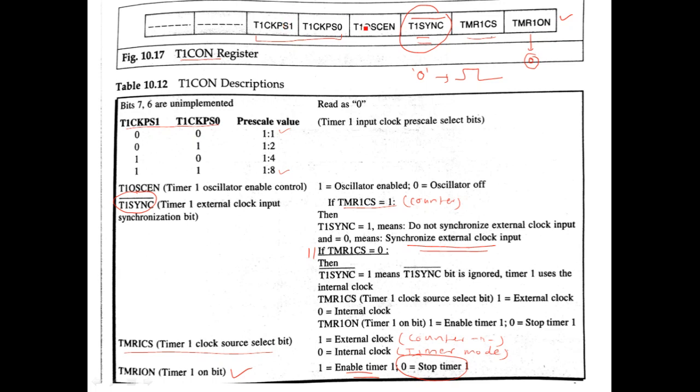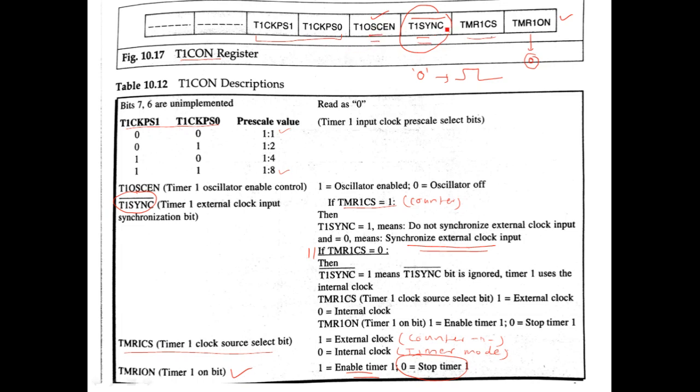Okay, now there is one more bit which is timer 1 oscillator enable. You can construct an independent oscillator by using timer 1. It's an additional facility available with timer 1. By connecting an external crystal to timer 1 directly, it is possible to construct a separate independent oscillator, and this bit will enable or disable that oscillator operation.